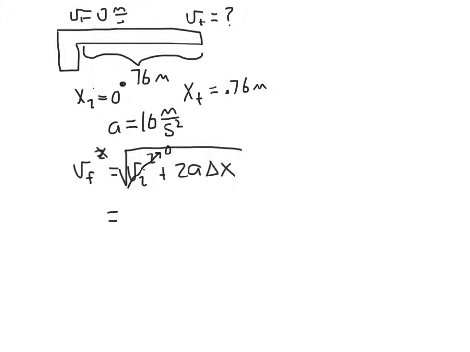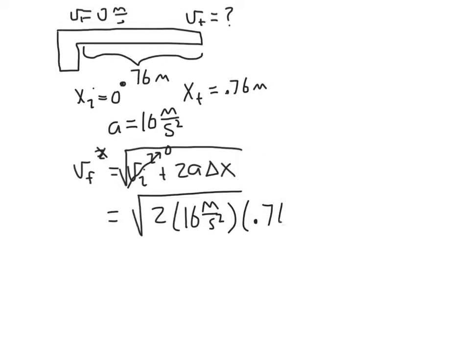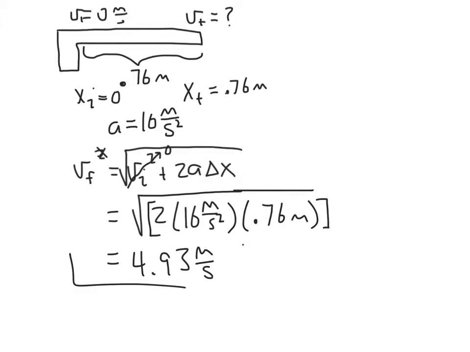Velocity initial is 0, so let's just get rid of it now so we don't have to put the 0 in there. And we have 2 times the acceleration, which is 16 meters per second squared, times delta x, which is 0.76 meters. Always make sure your square root sign goes all the way across. Now look, I'm bracketing this so when you put it in your calculator, you get the correct answer. And you should have an answer of 4.93 meters per second.